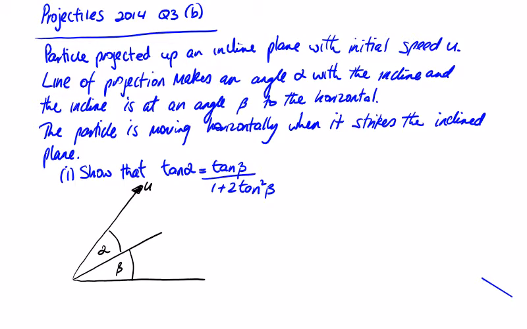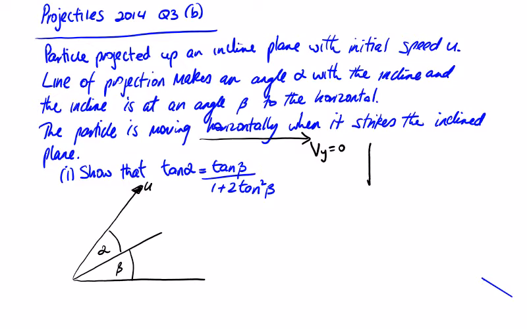We're told that the particle is moving horizontally when it strikes the plane. We had a couple of vertical ones where v of x is equal to 0. So v of y is equal to 0 when it strikes horizontally. So show that tan alpha is equal to tan beta over 1 plus 2 tan squared beta.